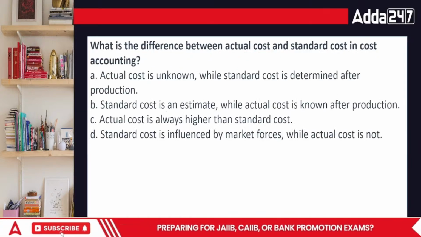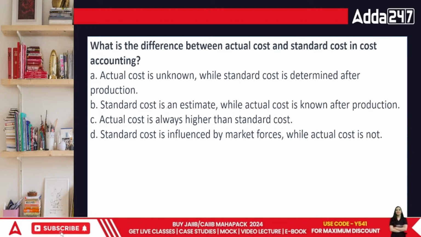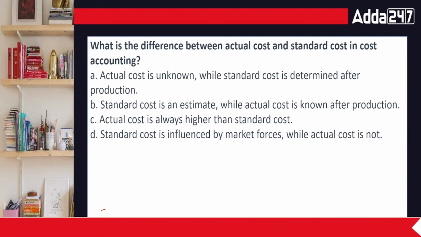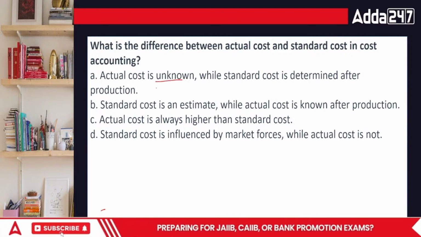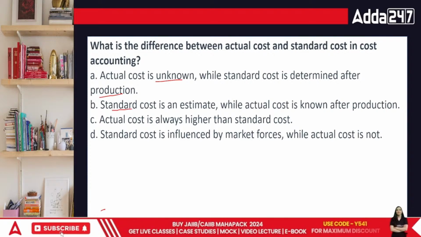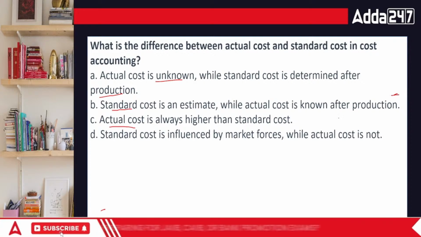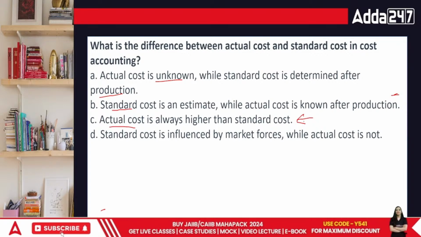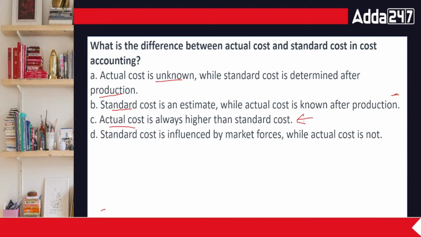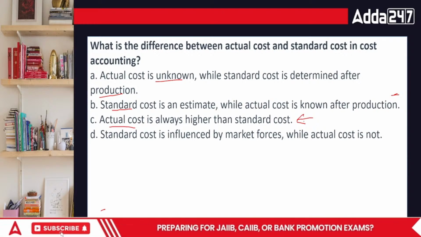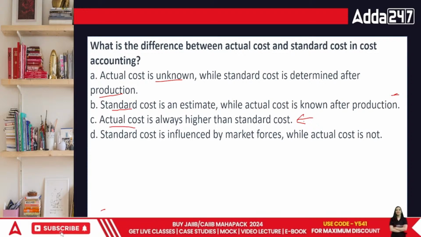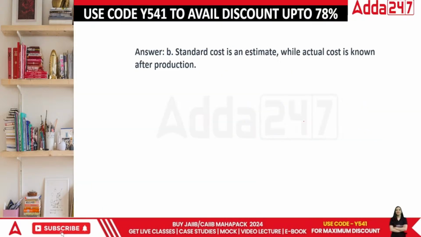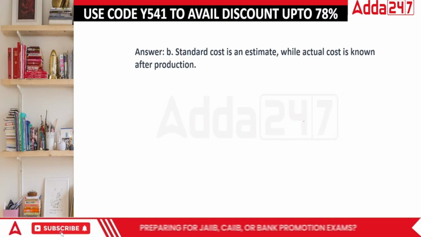Correct? Next is, what is the difference between actual and standard cost, everyone? Actual cost is unknown, while standard cost is determined before production. Standard costing is an estimate, while actual is after production. Actual cost is higher than the standard. This is shown as a variation. Standard cost is influenced by market forces, while actual cost is not. So technically, when we talk about standard, it's an estimate, while actual is what we find out, right? The answer is B. Done.